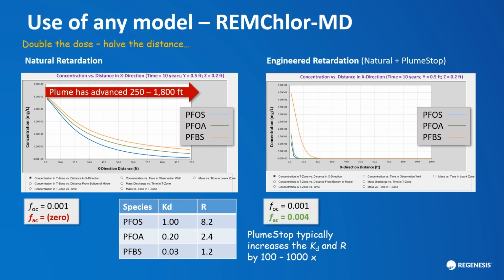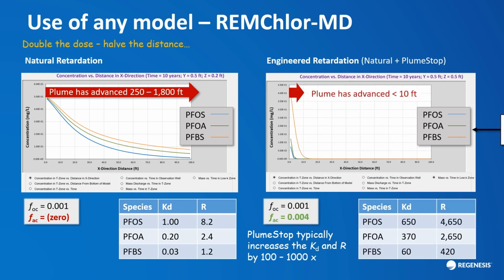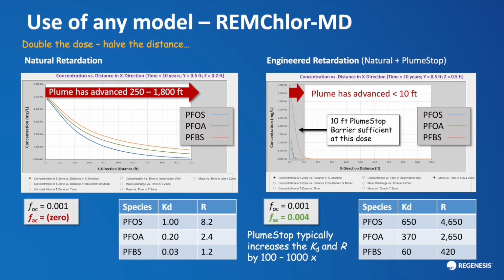If I double the dose, we can see now that the fraction of activated carbon is about 0.004 rather than 0.002. Then the retardation factors are going to increase further, and the distance that the plume moves over the 10-year period is going to reduce. So at that higher dose, we could have a more compressed barrier. Perhaps we don't have space for a 20-foot barrier.